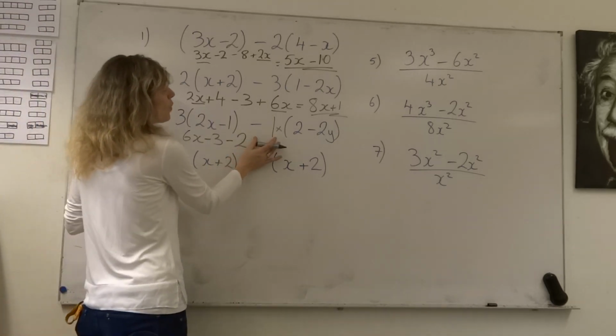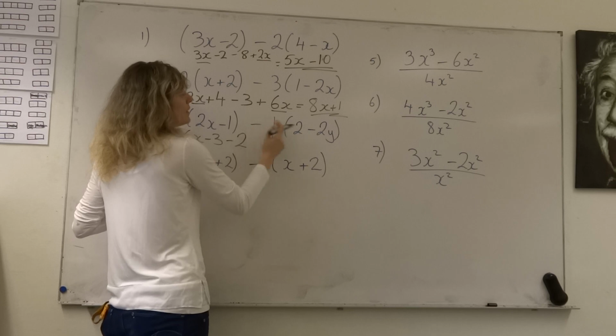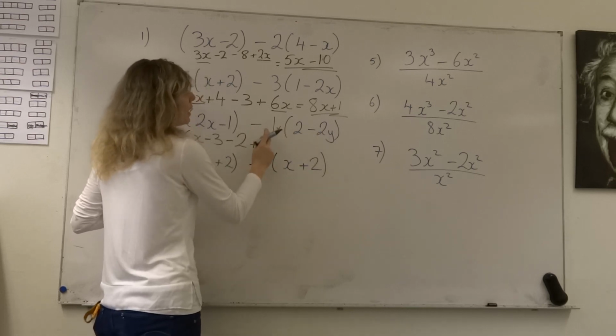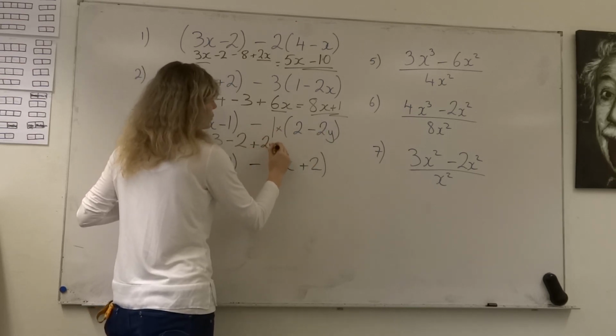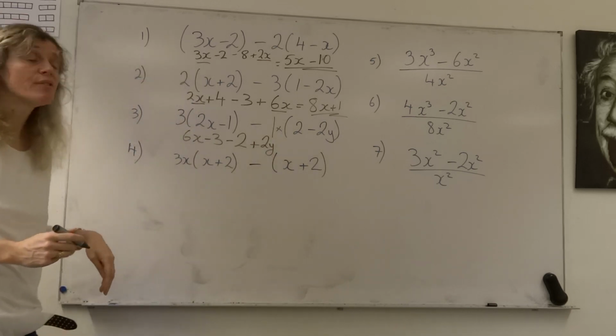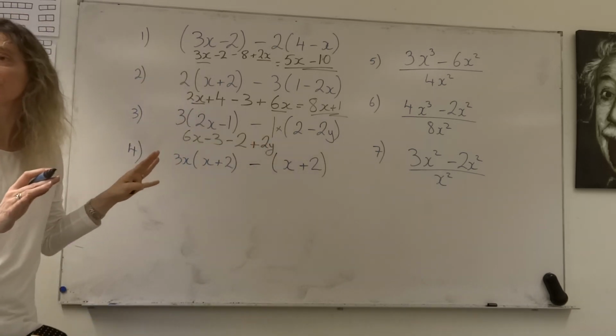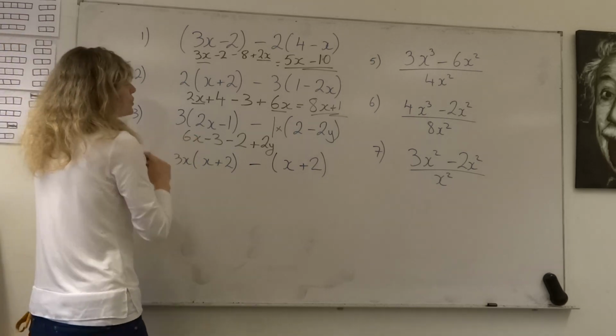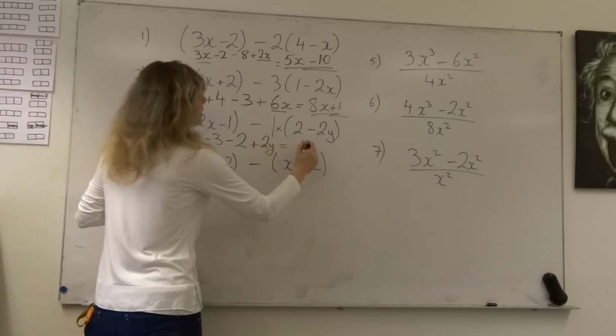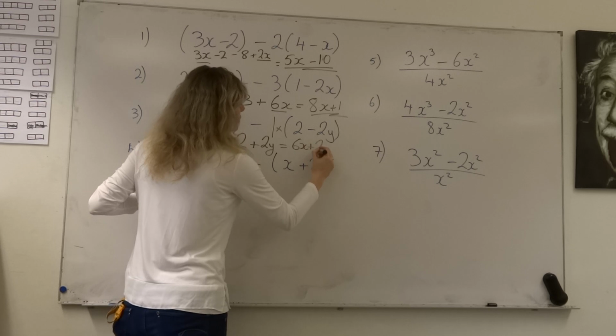Then we have a minus 1 times a minus 2y. A minus times a minus is a plus. And 1 times 2y will just give us 2y. We can't simplify the x and y's because they're totally different terms. They have totally different values. So we would simplify this just by writing 6x plus 2y.